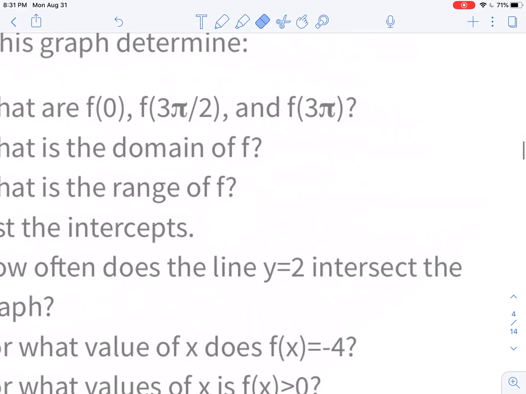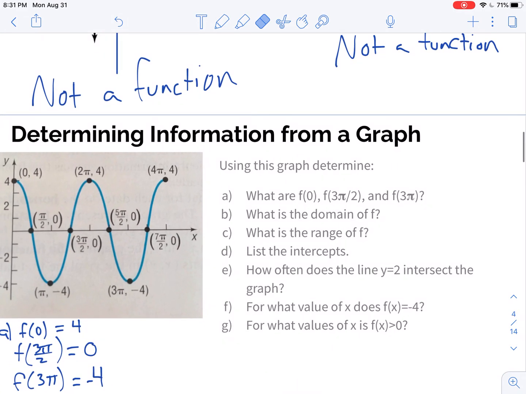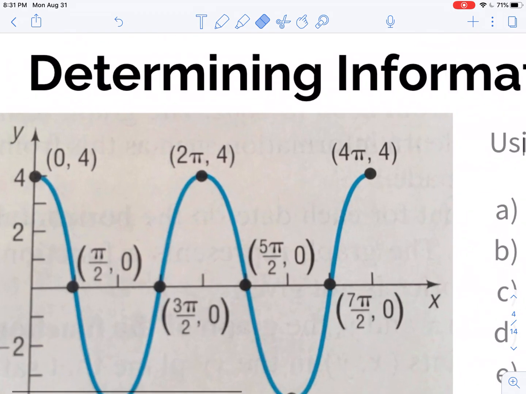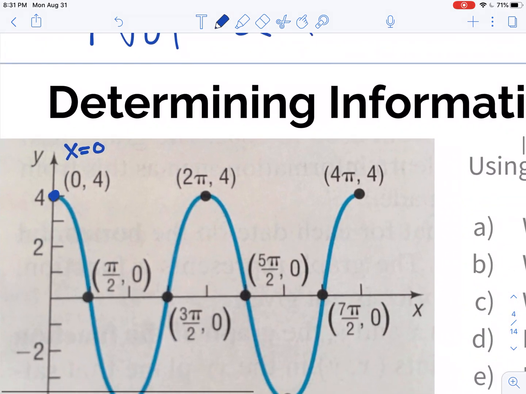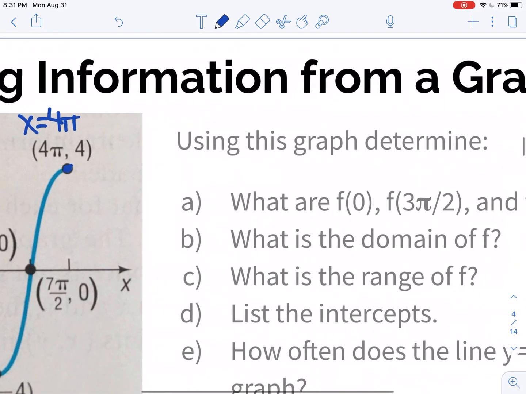Next thing, what is the domain of f? Here, this one's a little bit tricky because I've got endpoints. Domain refers to my x values. This is my first value. I've got an endpoint, so that means my domain starts at x equals 0. I've got another endpoint over here, and my x is equal to 4 pi. So my domain is between 0 and 4 pi.